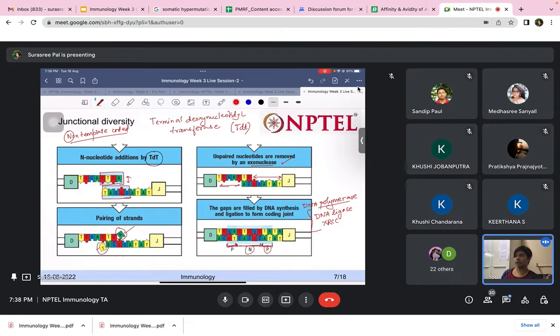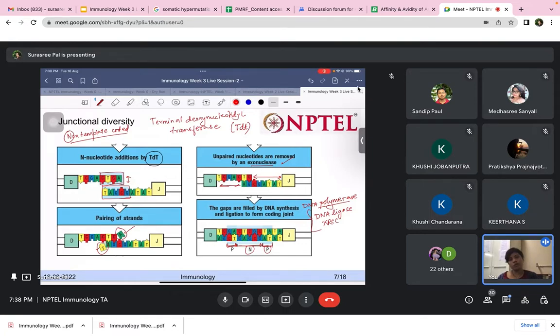So we are going through some of the events which help to diversify the antibody repertoire of our body. The first one was the recombination of various V, D and J segments. The second one was junctional diversity, right? So the first one was combinatorial diversity, which is the recombination event. This is the junctional diversity.